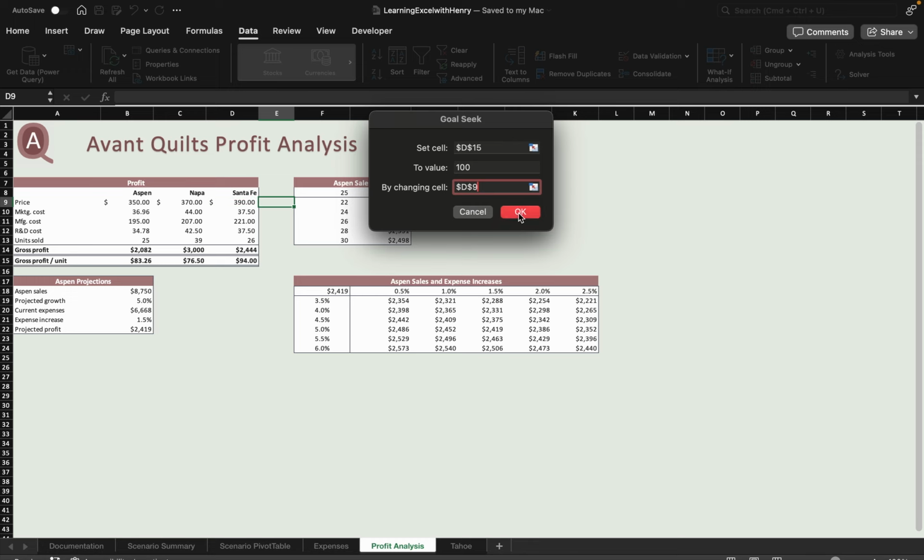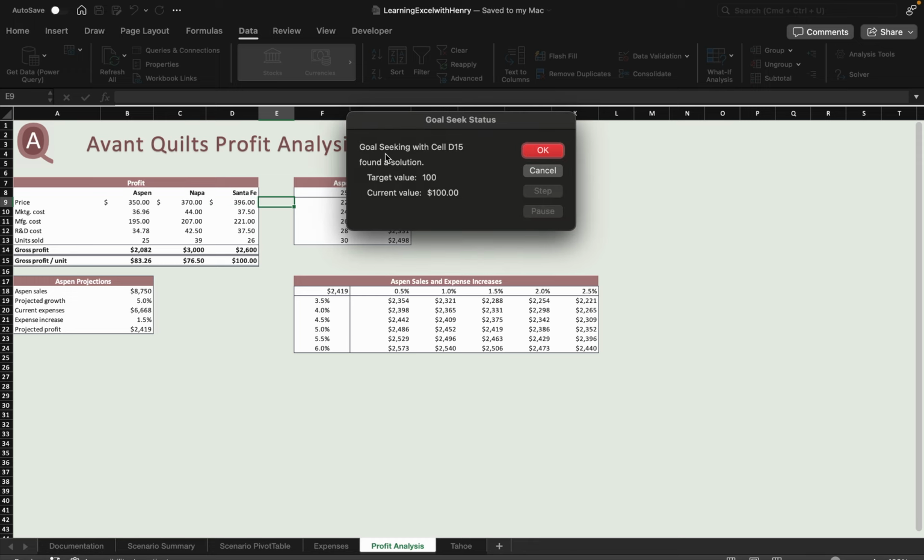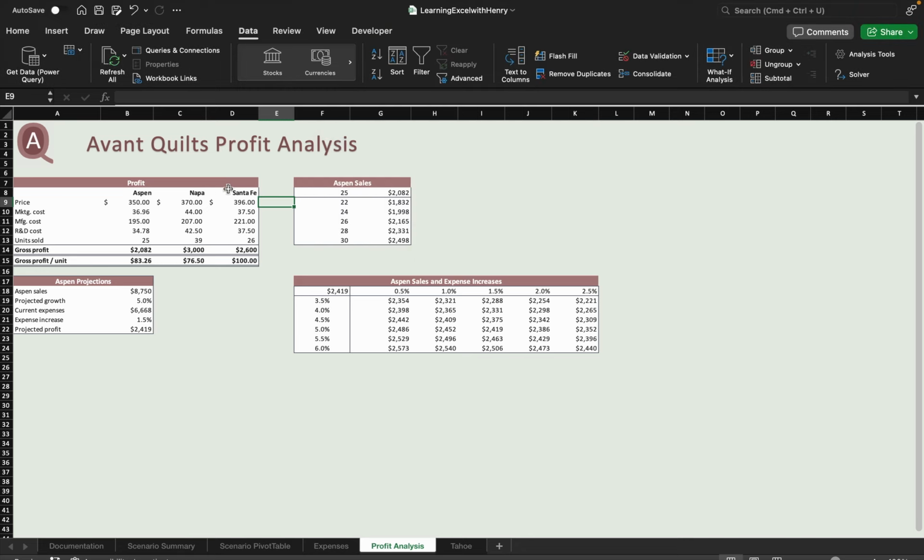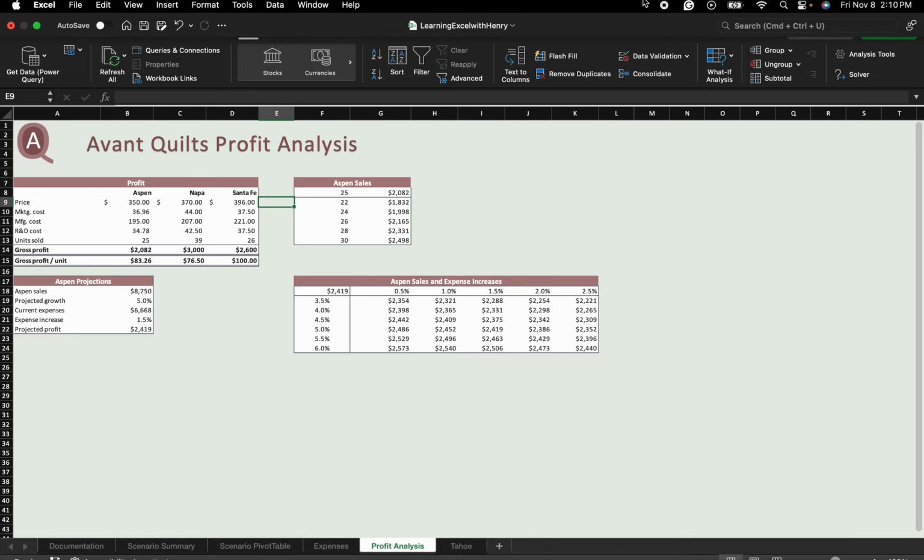So we're going to press OK, and then it says goal seeking with cell D15 found a solution. Press OK, and there you go. So they would have to move it up to $396 price to get to that unit gross profit value. So yeah, and that's how you use goal seek.